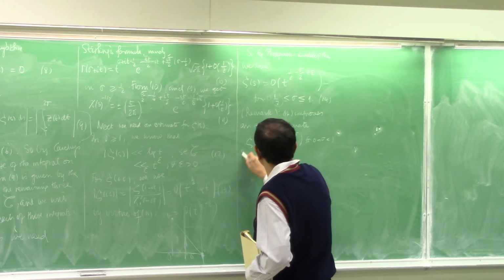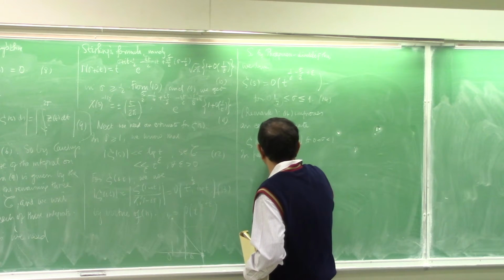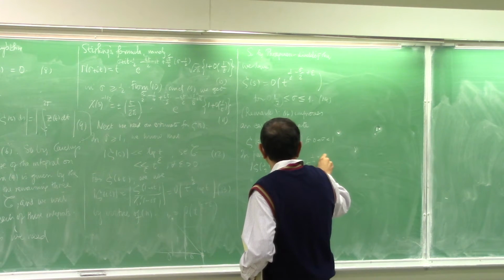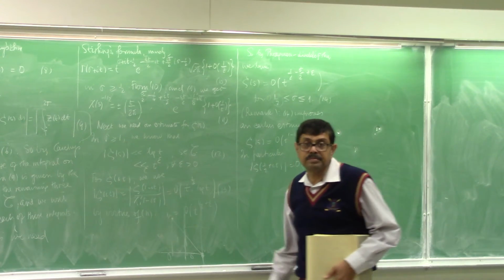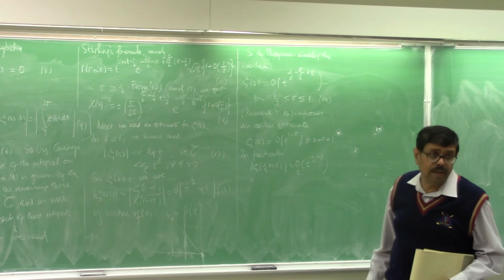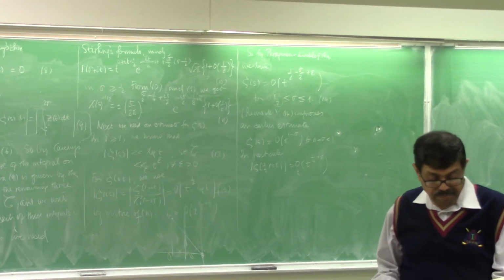So in particular, the absolute value of zeta of half plus it is capital O of t to the 1/4 plus epsilon. So that's what we have proved right now. Okay, so it's t to the 1/4 plus epsilon.